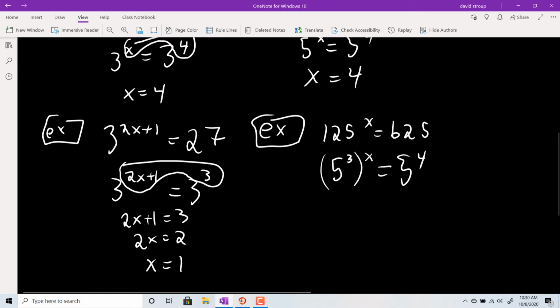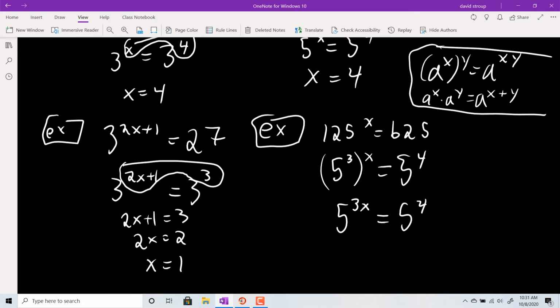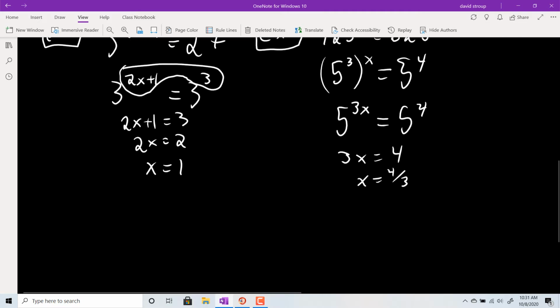Then we have this rule from exponents. If you have a to the x to the y, that's really the same as a to the x times y. The other rule is a to the x times a to the y equals a to the x plus y, right? So our next step, we can rewrite 5 to the 3x, you just multiply 3 times x, equals 5 to the 4th. And then we can equate the exponents. 3x equals 4. And then, of course, x is 4/3.